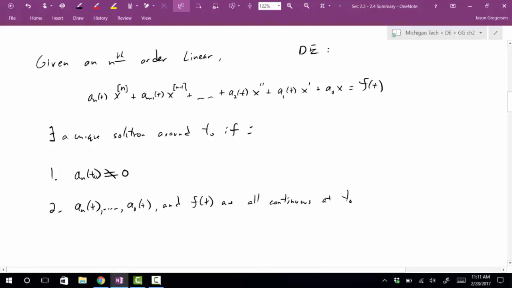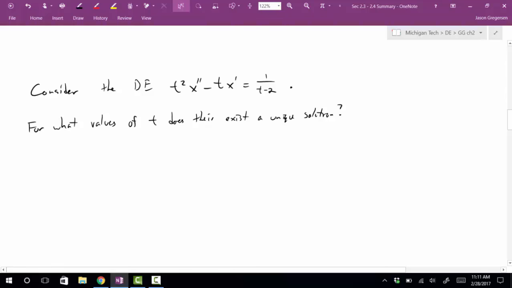All right. And then an example. Consider this differential equation. This is a second order linear differential equation. So that fits our general form here. For what values of t are we guaranteed there exists a unique solution?